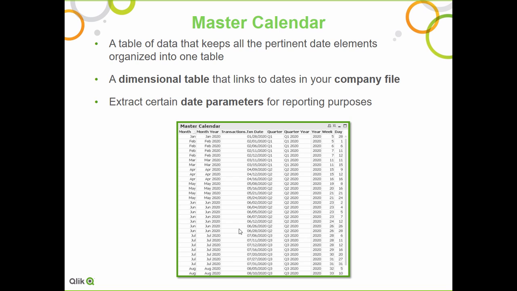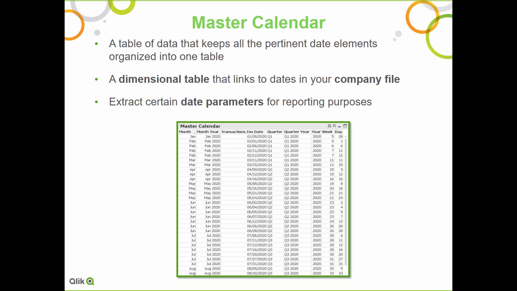The master calendar is a special type of table. It's a dimensional table that links the dates to your company file. So you might want to extract different date parameters and put them into a table format, and it'll show you all the field values for the different date parameters such as month, year, transaction date, quarter year, week, and day. So these will be the date parameters that you might want to use in order to do some analysis. So the master calendar is very helpful for doing that.